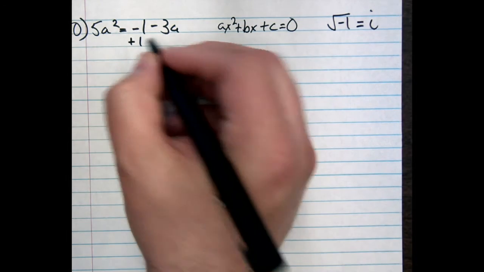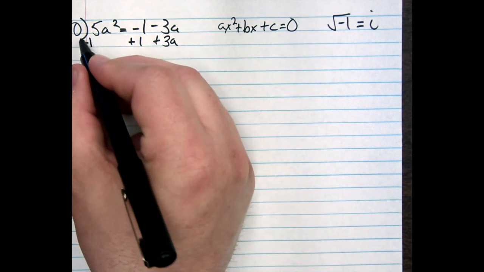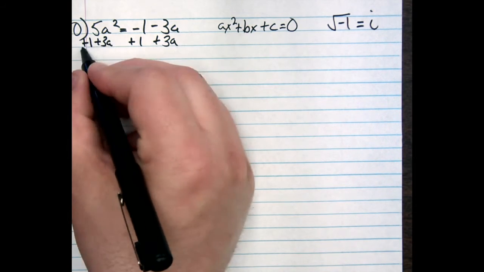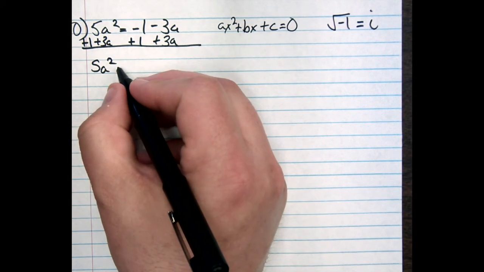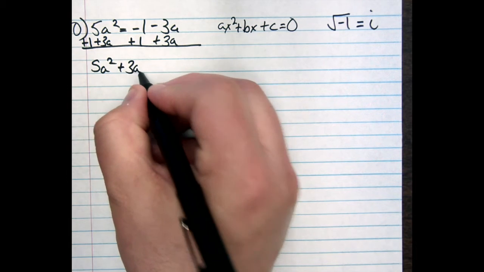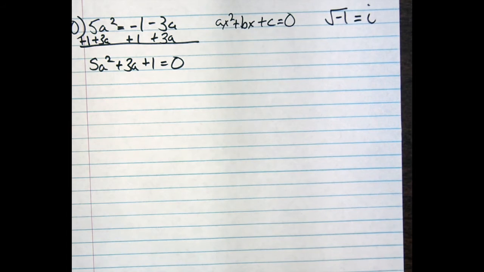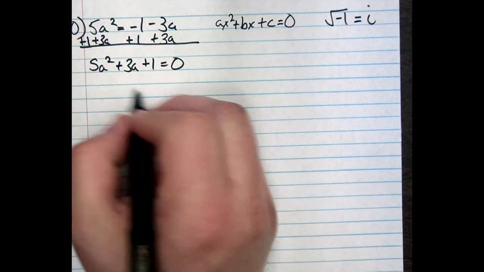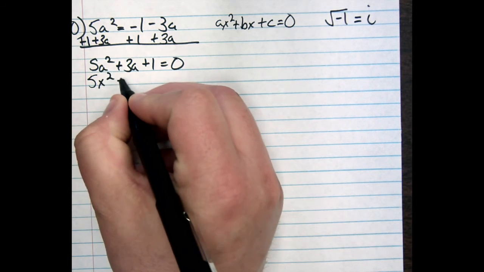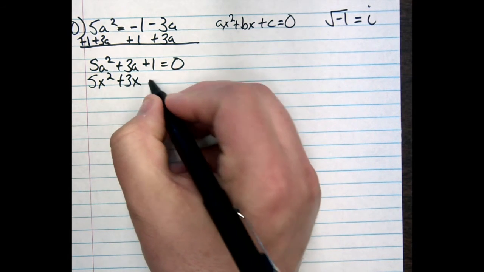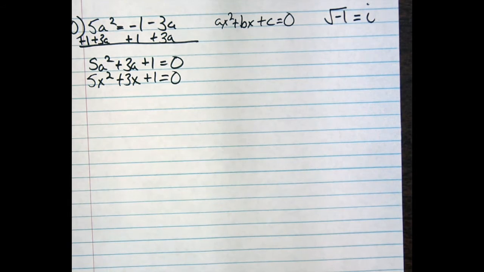So what I know is I have to solve for 0, so I'm going to add 1 and add 3a to both sides. I'm going to write this in descending order because it helps. And then I think I might switch the a to x just so I don't get confused. It doesn't really matter. We could plug it back in for a later. All right, so now I've got that.